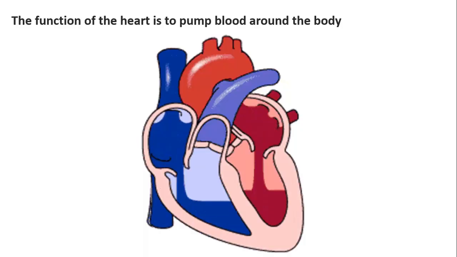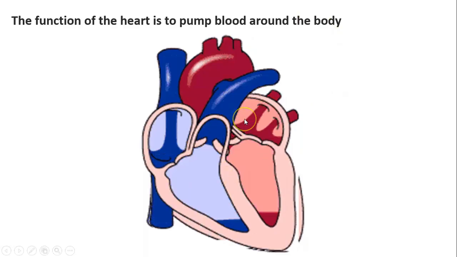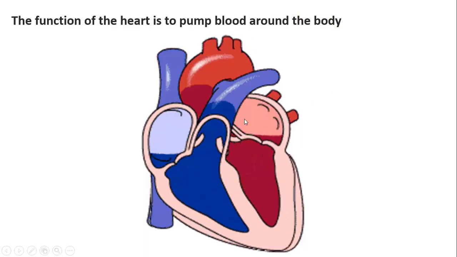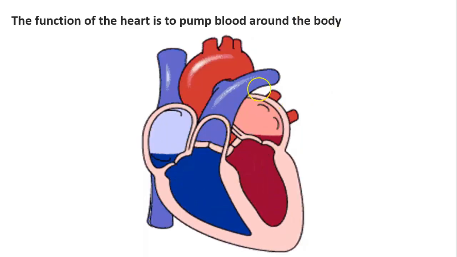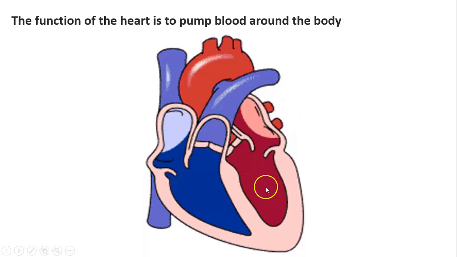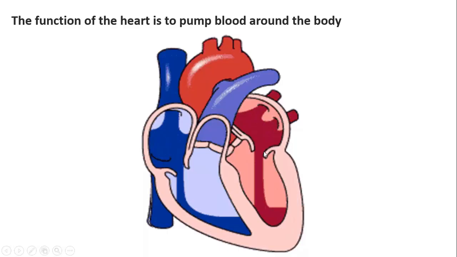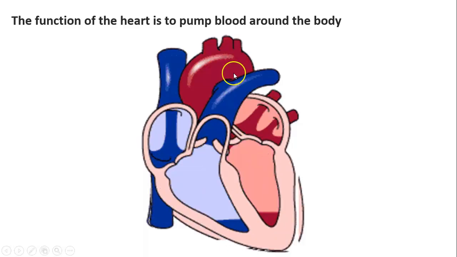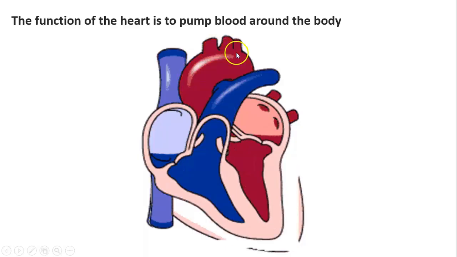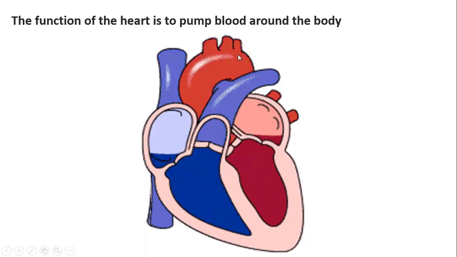Again, it is oxygenated blood. Then the blood will enter the atrium, which is the left atrium. Then the blood will get pumped into the left ventricle, passing through the valve in between them. Afterwards, the blood will be pumped again into this very big artery. What do we call it? We call it the aorta.